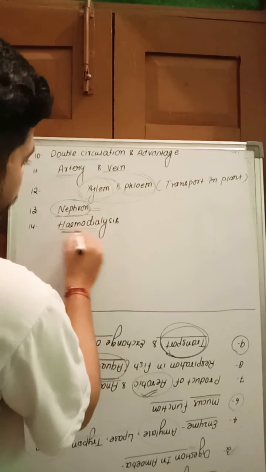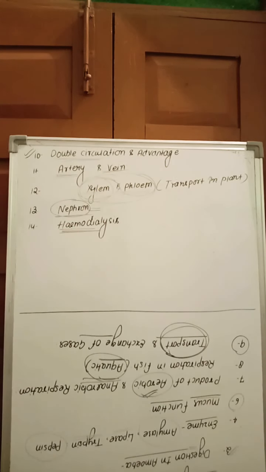Next, hemodialysis. What is hemodialysis? When a patient's kidneys are damaged or fail to remove toxic substances from the blood, they undergo hemodialysis, which is an artificial kidney. This helps in the removal of nitrogenous waste and excretory products from the blood.